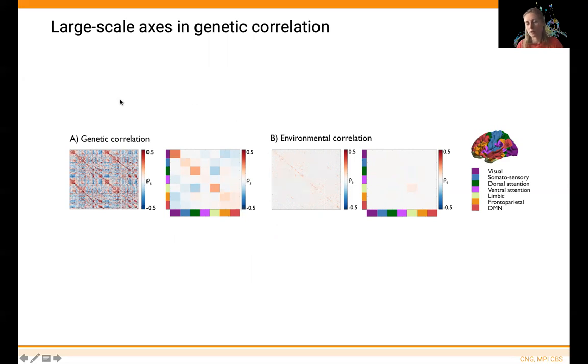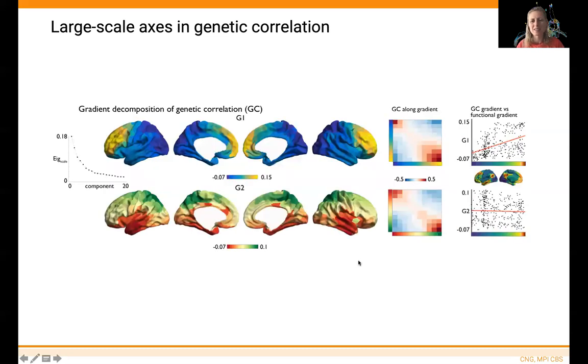So it seems that genetic correlation is also organized, and then I performed a gradient analysis to see what is the spatial organization of genetic correlation, and I found again these two patterns. On the one hand, this posterior to frontal patterning, and the other one inferior to superior patterning. And indeed, this first gradient again corresponded to functional organization as described by Daniel, but the second gradient did not so much, or did not at all actually.